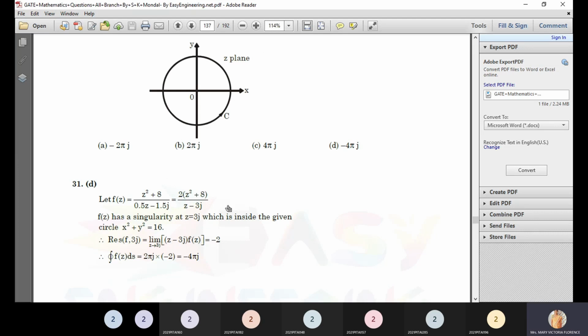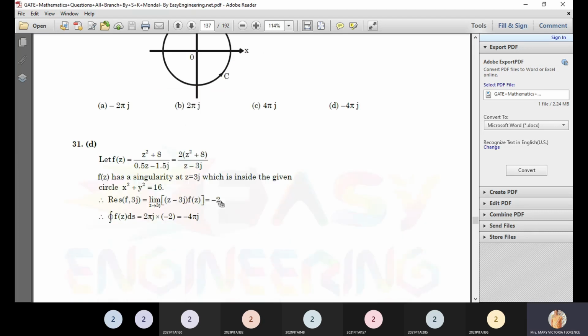So f(z) has a singularity at z equal to 3j, which is inside the given circle x square plus y square equal to 16. So residue of f at 3j is equal to limit z tends to 3j, (z minus 3j) f(z), equal to minus 2. So the integral of f(z) dz equal to 2 pi j into minus 2, that is minus 4 pi j.